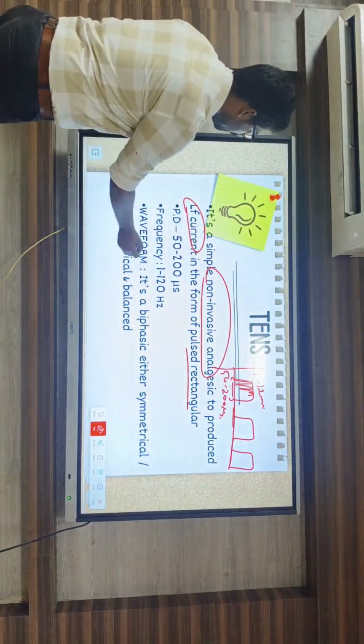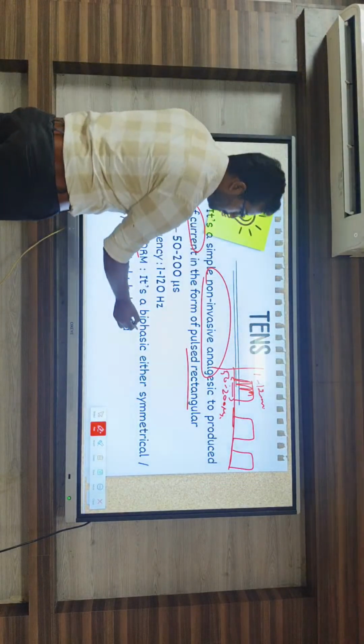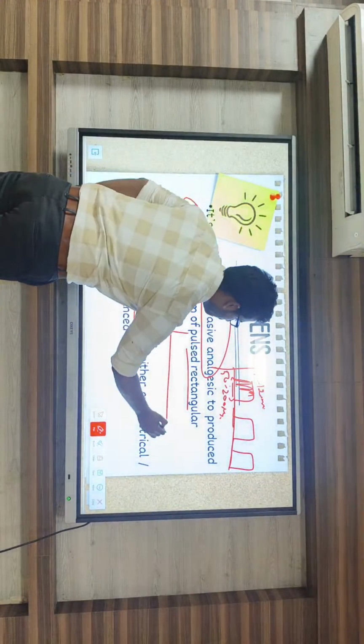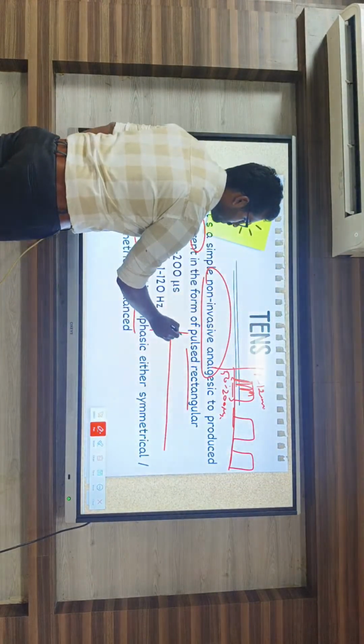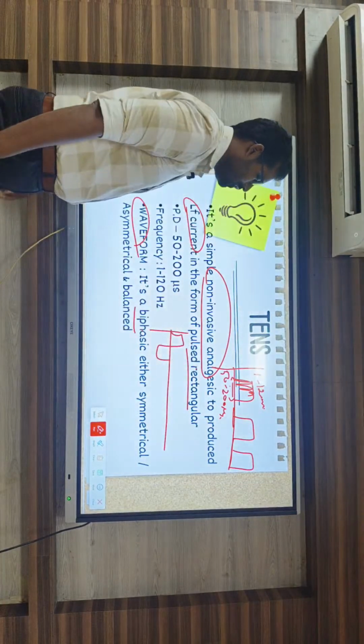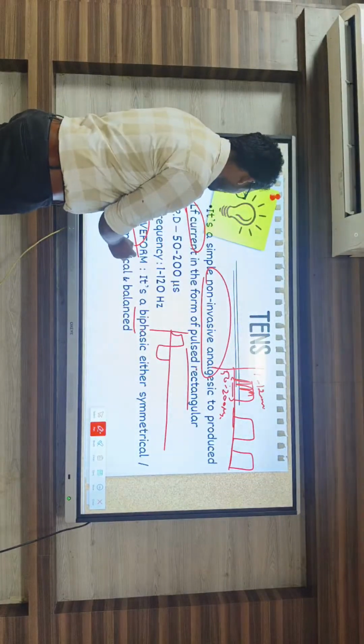So what about the waveform? The waveform is biphasic. So this is not a uniphasic or monophasic. This is the biphasic waveform. This is the biphasic rectangular shape of the waveform, which is either symmetrical or asymmetrical.